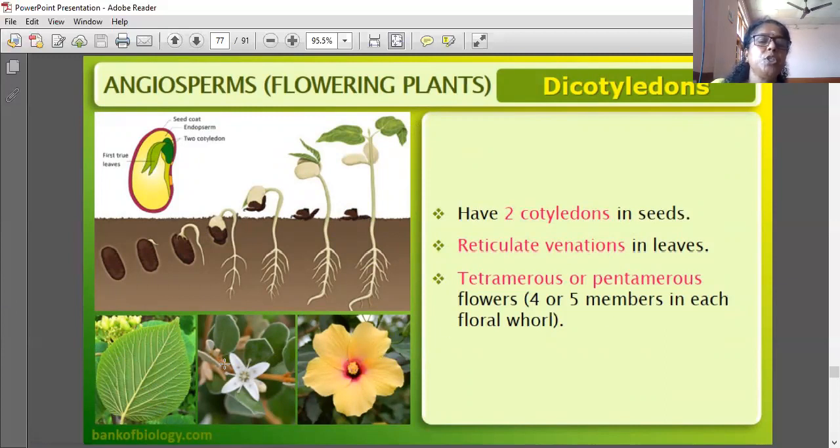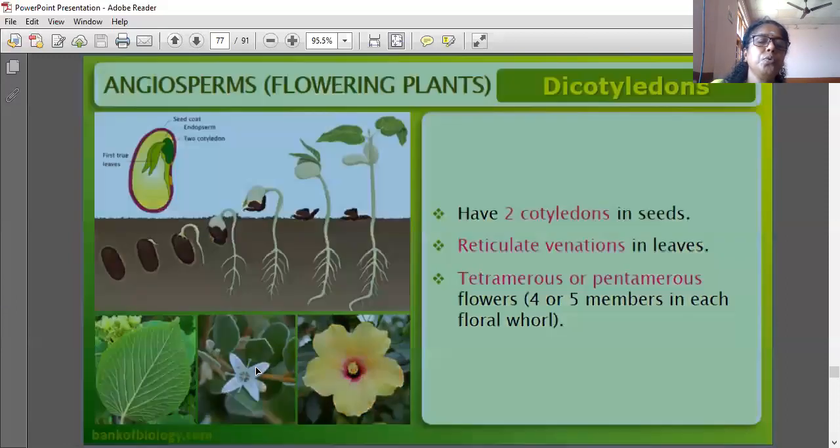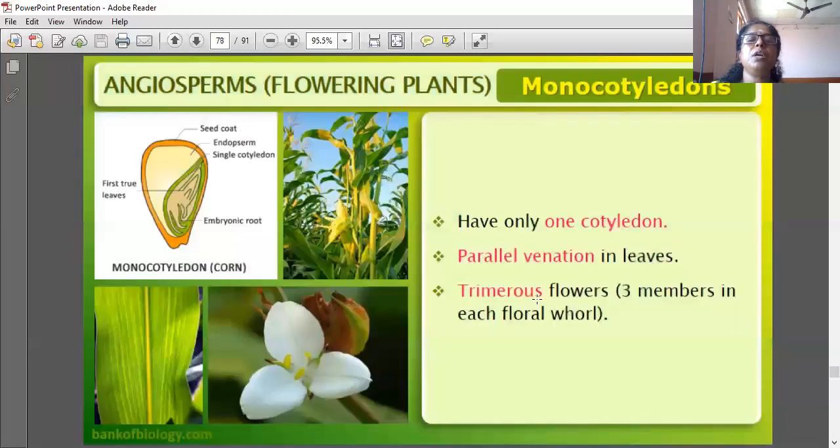Dicot flowers are tetramerous, tetra meaning four petals. See, 1, 2, 3, 4, four petals are there. Otherwise they have five petals, 1, 2, 3, 4, 5, which is pentamerous. Tetramerous or pentamerous means four or five members in each floral whorl.